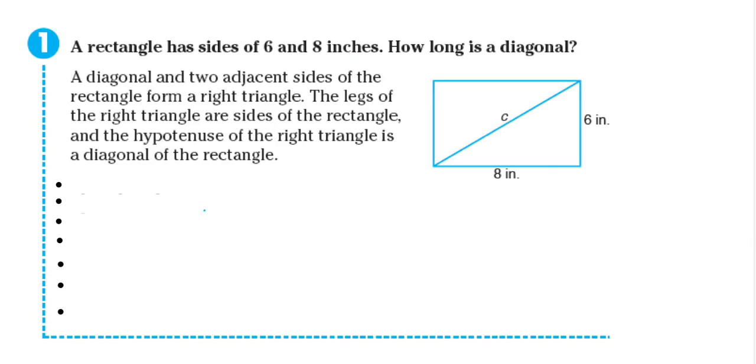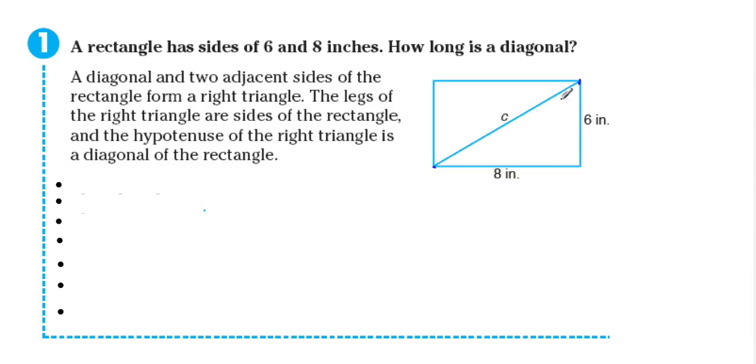Let's look at example 1 and let's see how the Pythagorean theorem works. A rectangle has sides 6 and 8 inches. How long is the diagonal? A diagonal and two adjacent sides of a rectangle form the right triangle. So this is your diagonal right here.